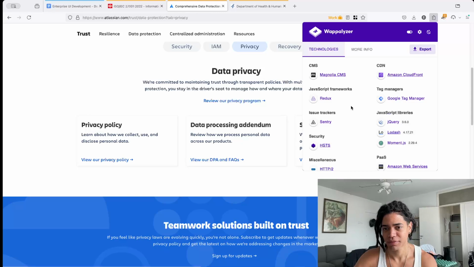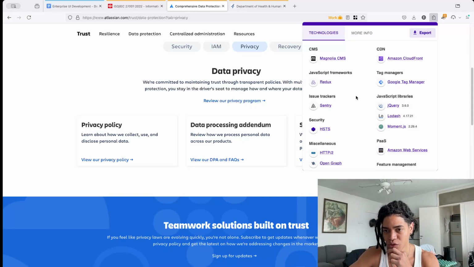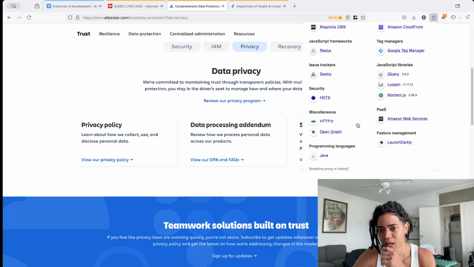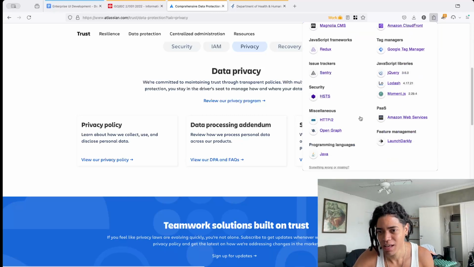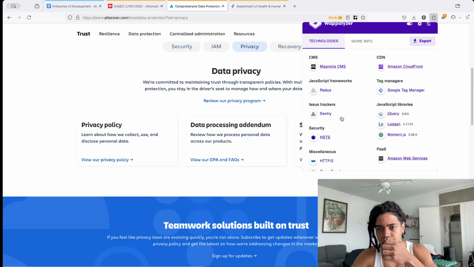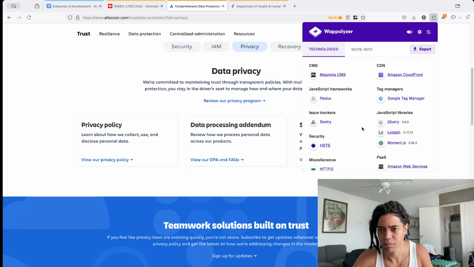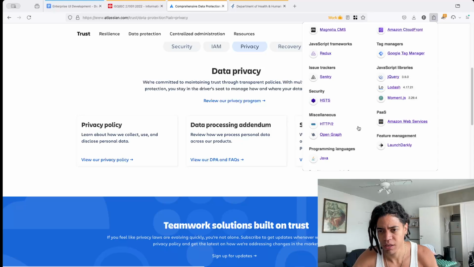WordPress uses Redux as a way to manage the state with JavaScript. Yeah, I prefer to learn JavaScript, by the way. That's quite interesting.